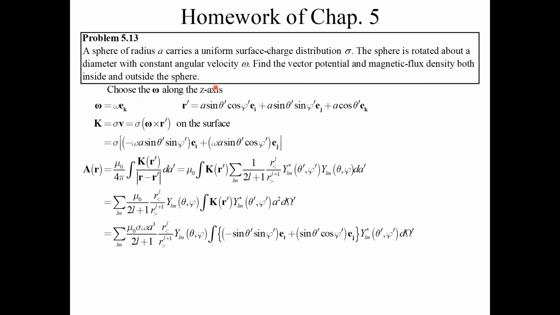Our angular velocity omega rotates along the z-axis, and our omega equals omega times e_z, the z-axis unit vector here, and r is our position vector. And we calculate our surface current density. And next, calculate our vector potential.